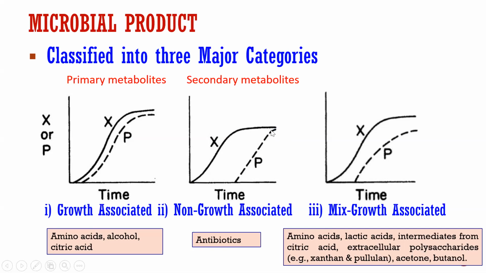Okay. While another one is mixed. Mixed is like in between of the two. All right. So you can see the shape here. Mixed growth associated. So example of products, you can have all these examples as examples.